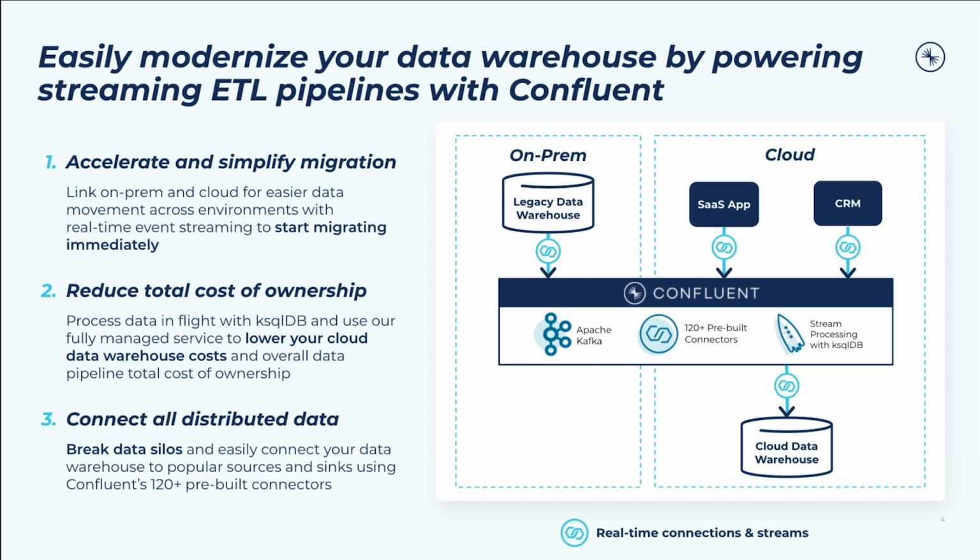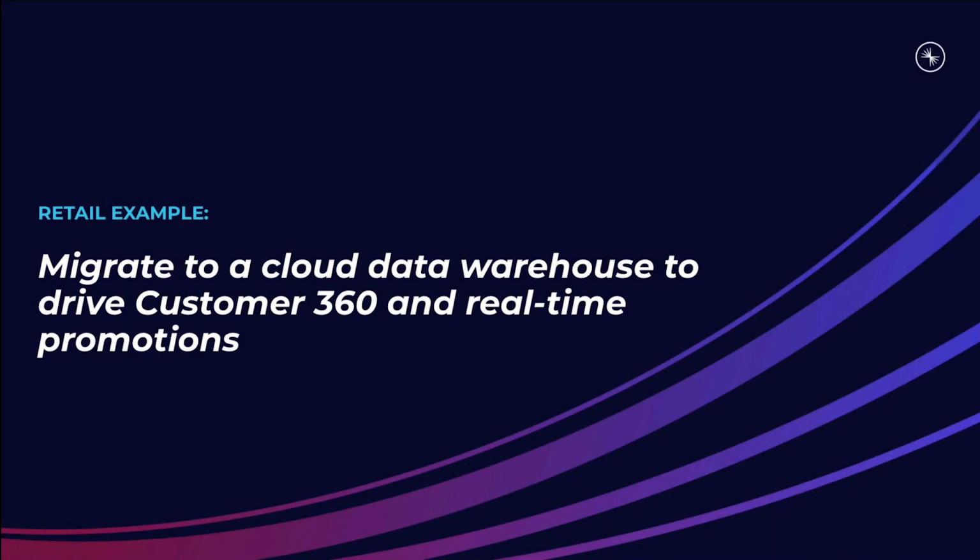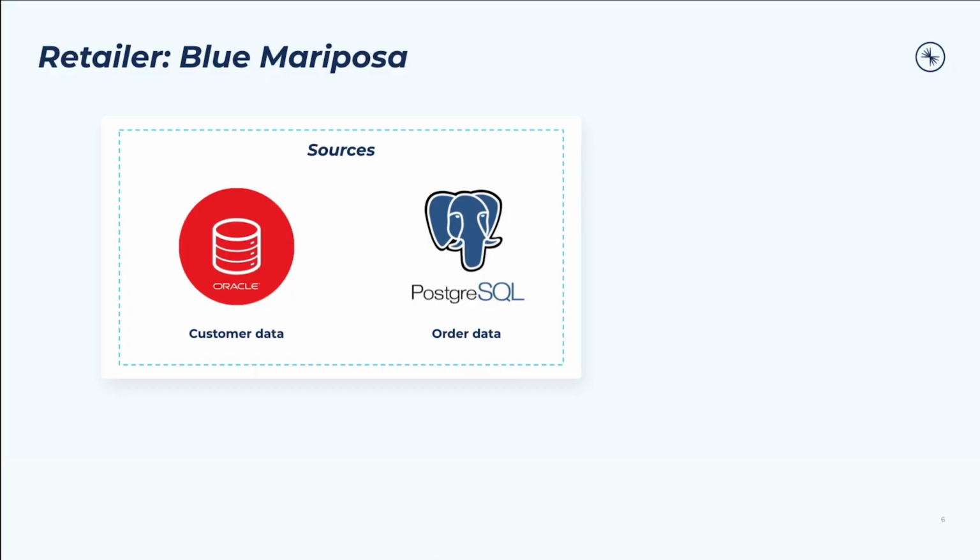Let's get on with an example where we'll bring this use case to life. Let's look at a pretend retailer. We'll call them Blue Mariposa. Let's look at how they'll go about their data warehouse modernization journey by migrating data from Oracle and Postgres to Redshift. Let's say Blue Mariposa uses Oracle on-prem to store most of their business-critical stuff like customer data. However, they have online orders in a cloud instance of Postgres.